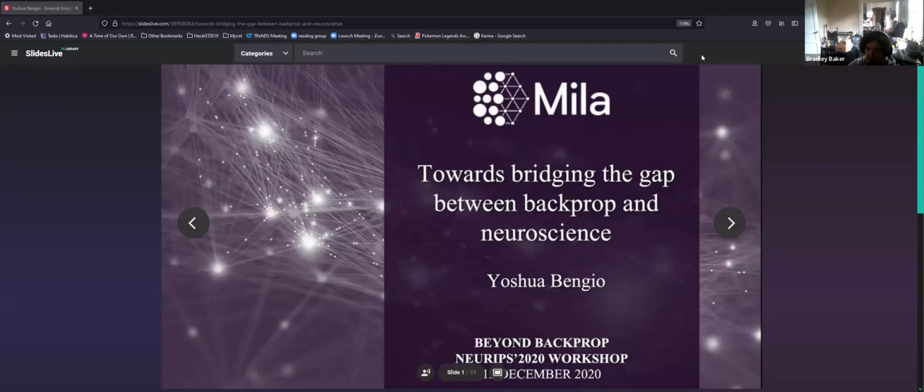So hi, everyone. We're going to talk about Yoshua Bengio's workshop talk that he gave at NeurIPS a couple of years ago, talking about potential connections between backpropagation as an algorithm and actual, ostensibly observable processes in the brain and how neural computation actually works.